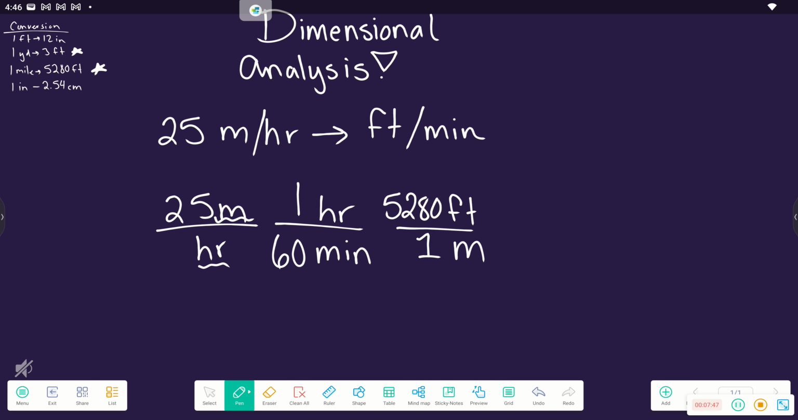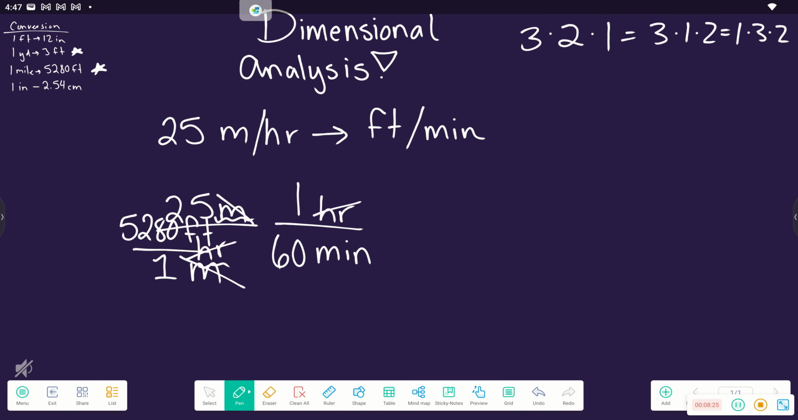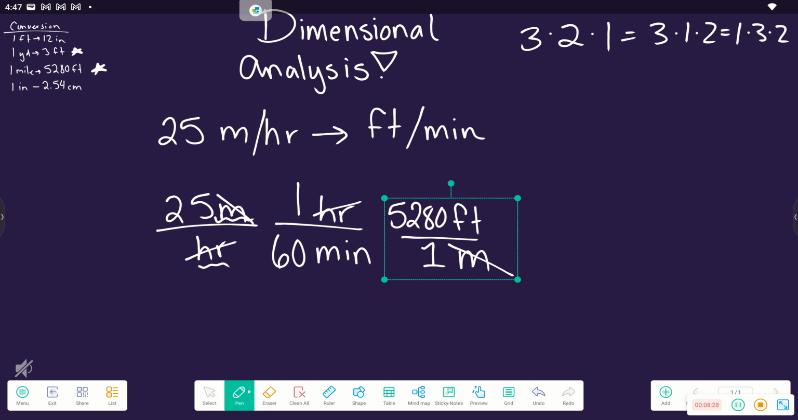Now I'm going to go about the process of canceling. Hours cancels with hours. They're on a diagonal. They're gone now. My miles, even though it is not directly next to it, still cancels with my miles. Because remember, if I have something like 3 times 2 times 1, it's the same as 3 times 1 times 2. It's the same as 1 times 3 times 2. When you multiply, you can move everything around. So I could technically take this piece, move it over to this side, and now they're on a perfect diagonal for me to cancel out. So even if they're not right next to each other, you can still cancel them.